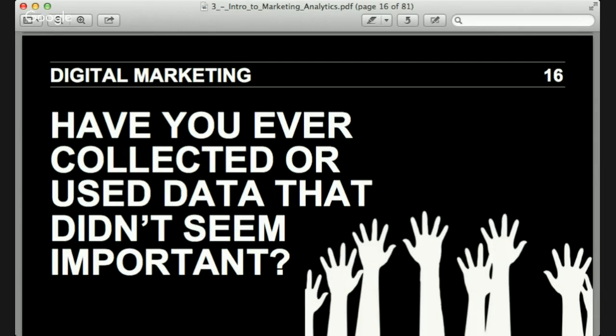So remember that if you're going to measure something, ask yourself, is this movement towards our business objectives or our digital marketing objectives that have a tangible impact on revenue? And we'll cover this more and more over time.